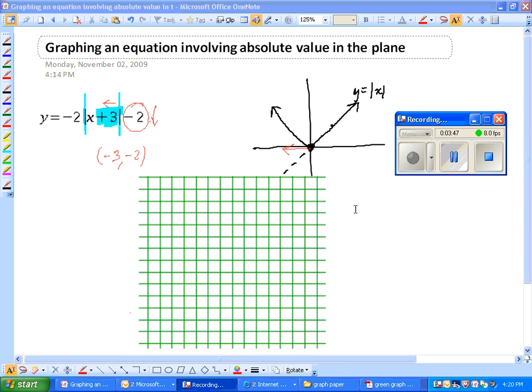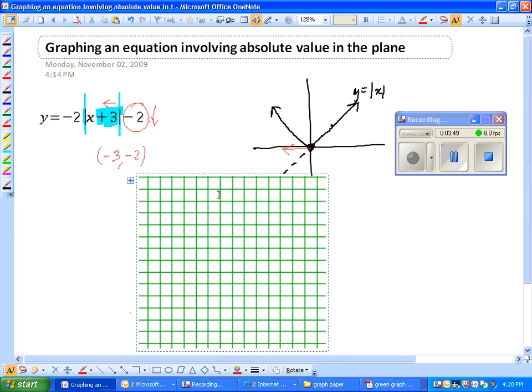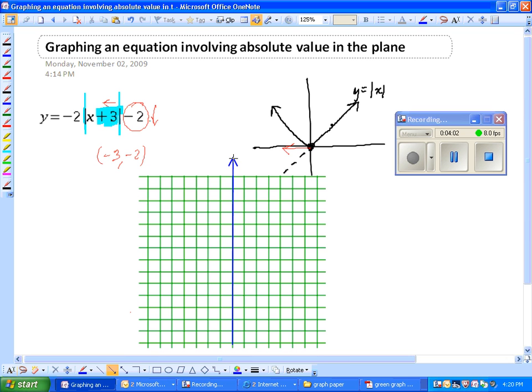All right, so now that I have that graph paper up there, here's my y-axis. Let me get a thicker pen. There's my y-axis, and there's my x-axis. I need to move that down. Okay, and now this point, negative 3, negative 2, is my vertex, so I'm going to mark it.